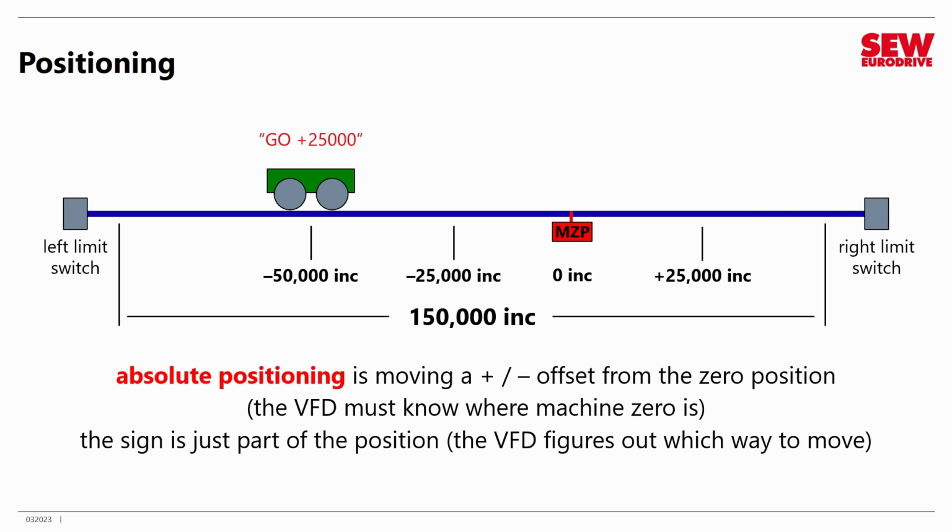Similarly, if I said go plus 25,000, it doesn't move to minus 25,000. It's going to figure out where 25,000 is relative to the MZP. And it does that and winds up way over here. I hope you can see the difference between absolute and relative positioning. There are a lot of similarities between them certainly, but there are also some key differences.